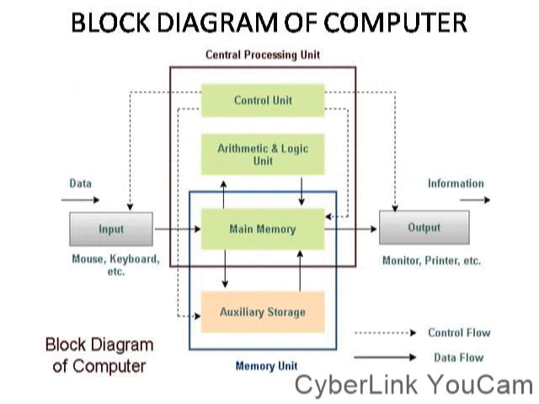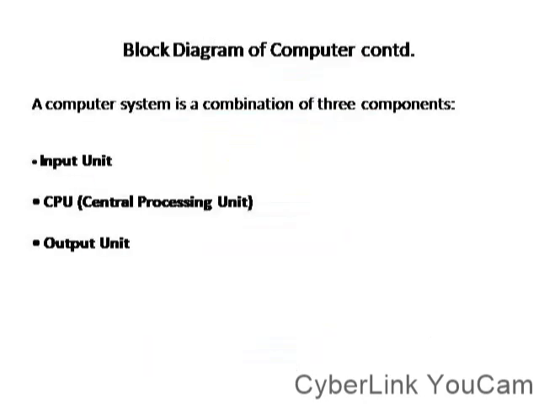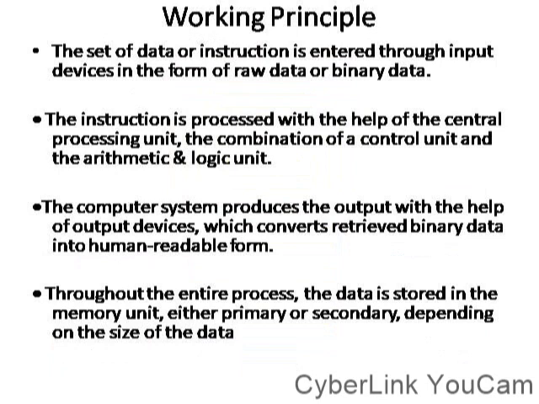Let us see. This is our block diagram of computer. Here we will see three important units. First is the input unit, second is the CPU, central processing unit, and third one is the output unit. Now let us see them one by one, how this block diagram's working principle is. The set of data or instruction is entered through the input device in the form of raw data or binary data. As we all know, computer understands only binary format of information or data. So by the input unit, data enters into the computer in binary format.